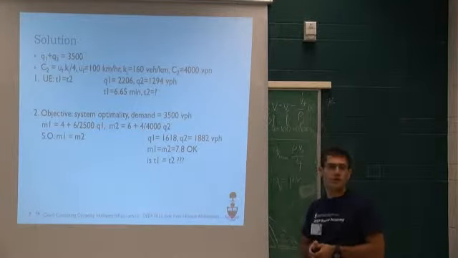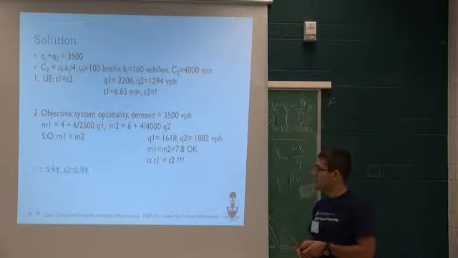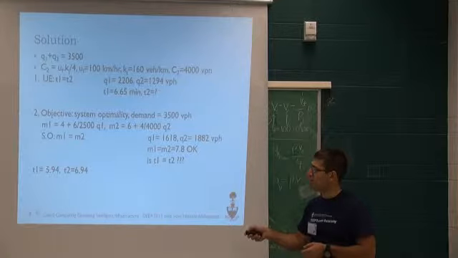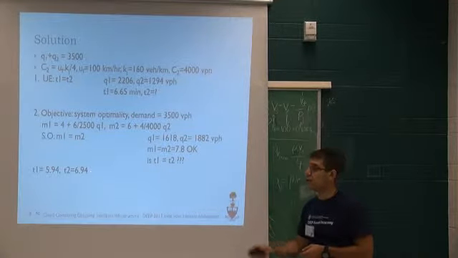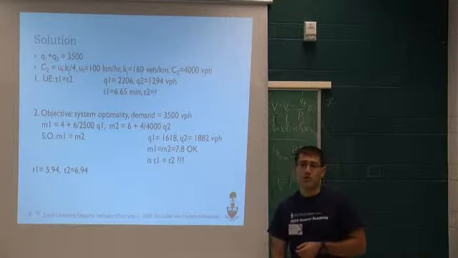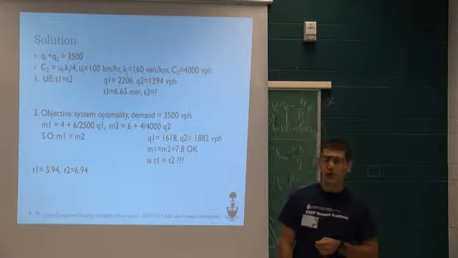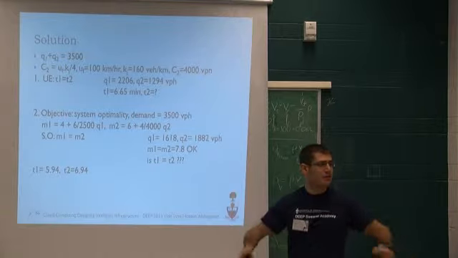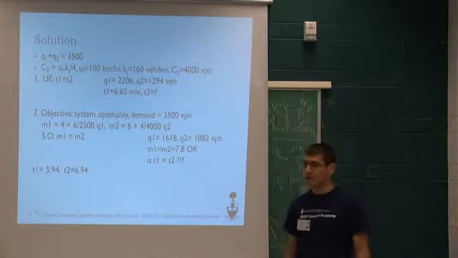Are they equal? No, they're not, because there's actually a minute difference between them. So T1 is 5.94 and T2 equals 6.94. So some vehicles would need to go through a longer route so that the total travel time for the system as a whole is minimized.